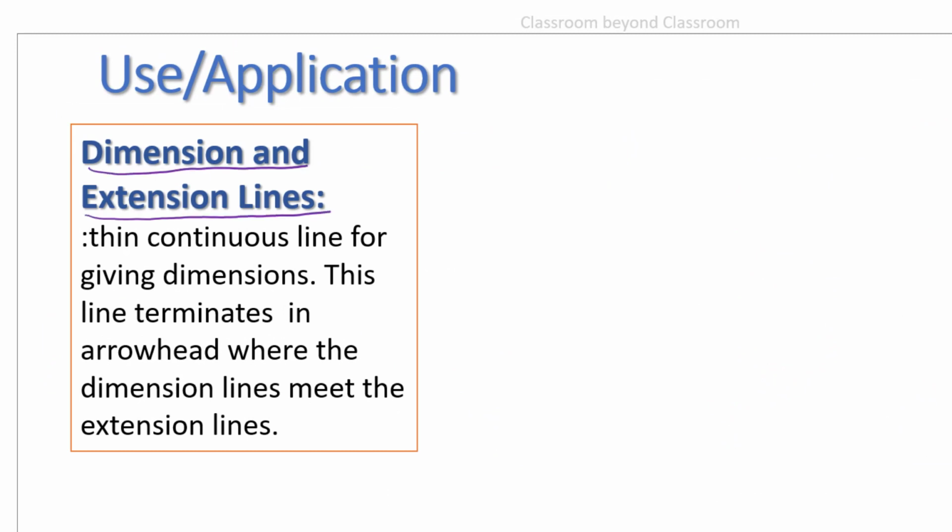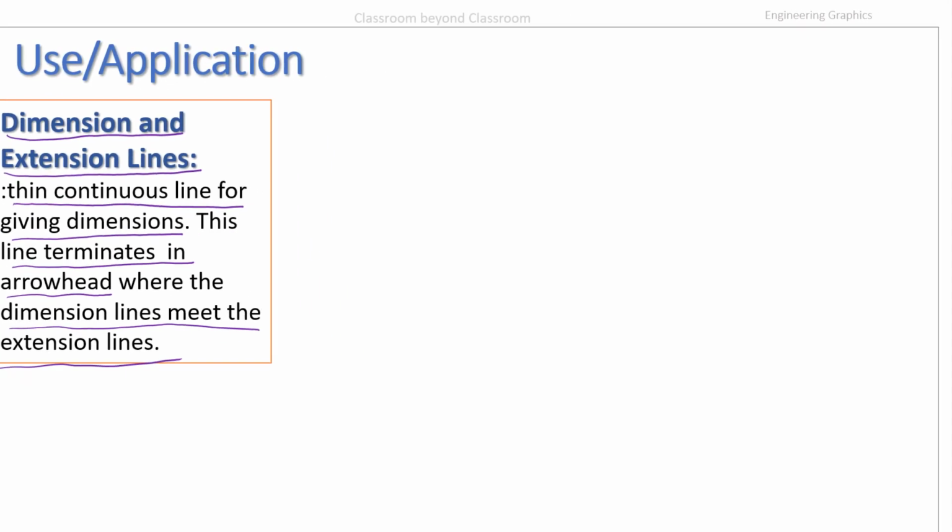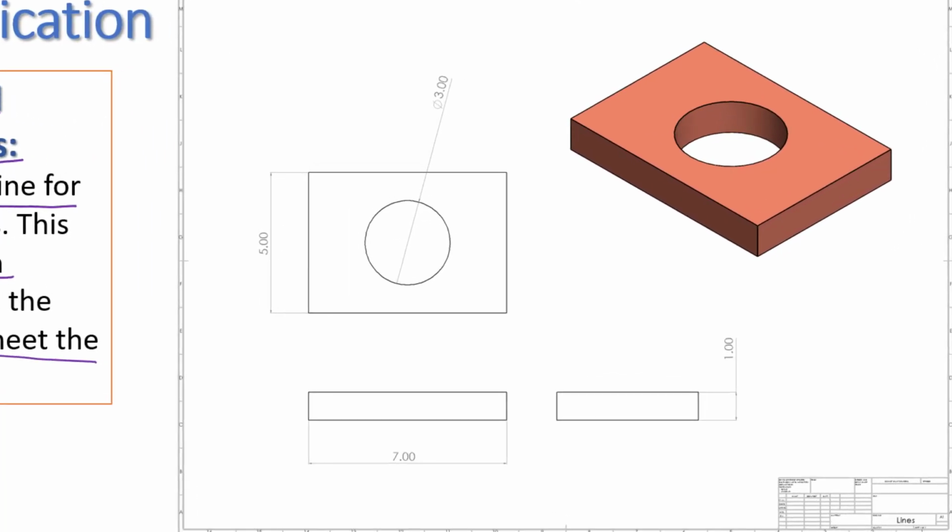There is a line called dimension line and extension line. These are thin continuous lines for giving dimensions to the object. This line terminates in arrowhead where the dimension lines meet the extension line. So we'll take one example here. These are 3 different views of the object. This is the top view, this is front view, and this is the side view. So for this, the dimensions are shown like this.